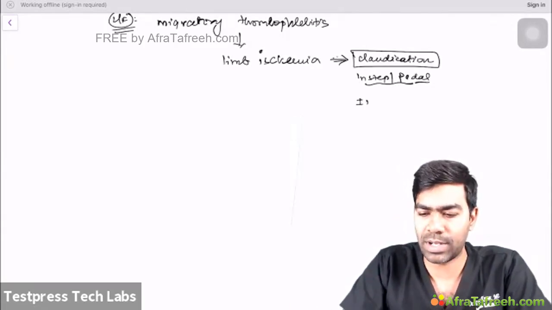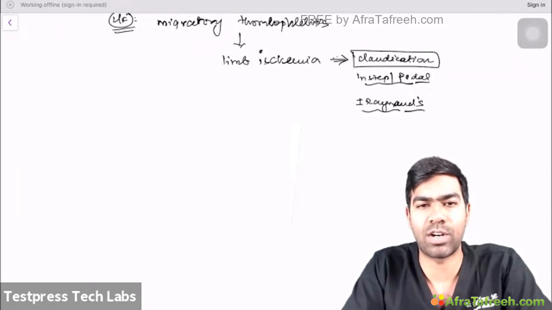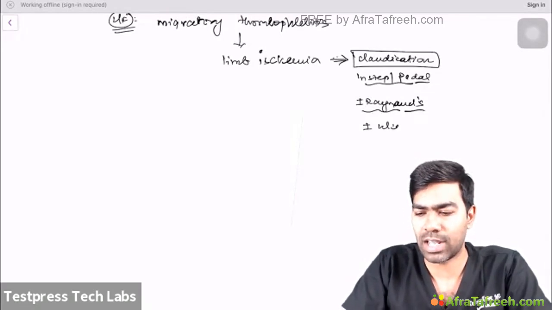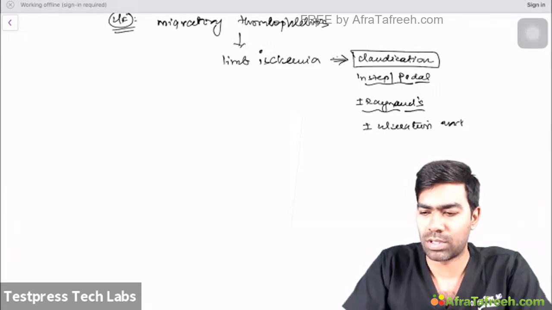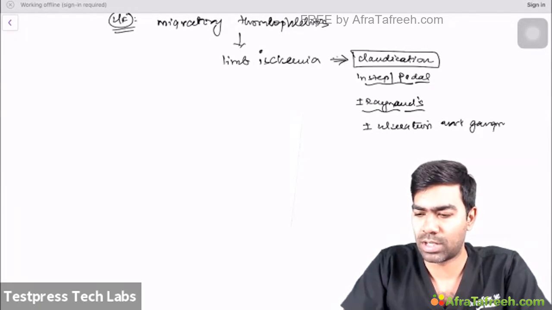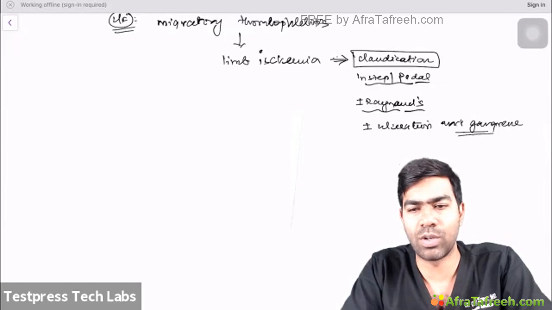Patients plus or minus may have Raynaud's phenomenon, which is also something very important to note. They might have Raynaud's phenomenon, and over time they will go on to ulceration and gangrene. And finally, it will come to a scenario where they're going to lose the limb.